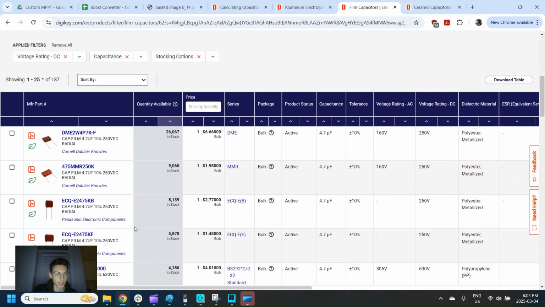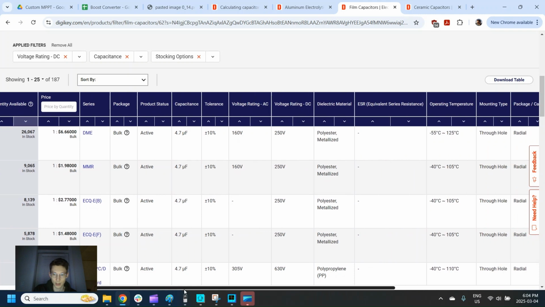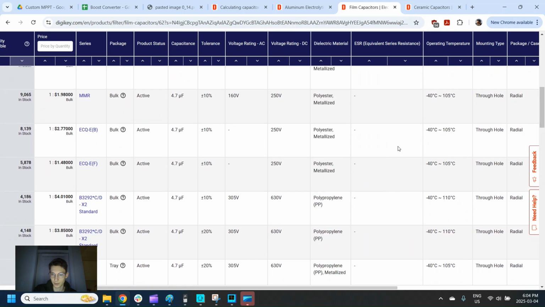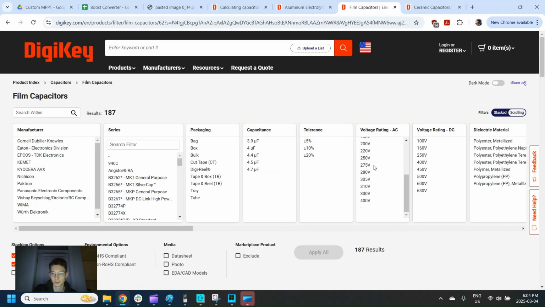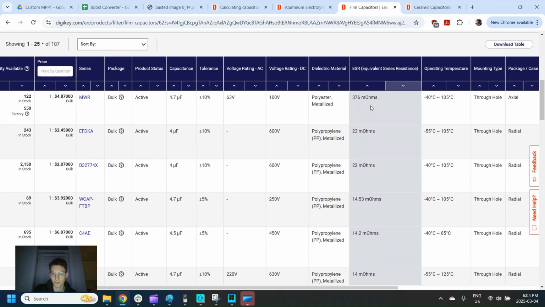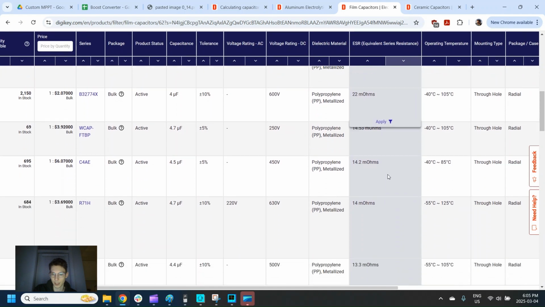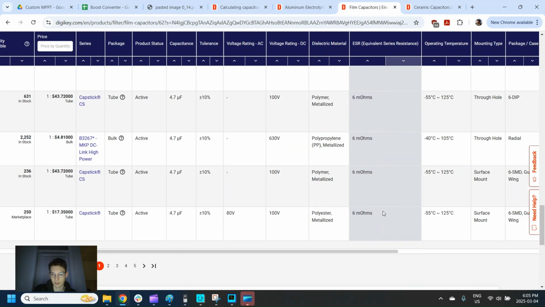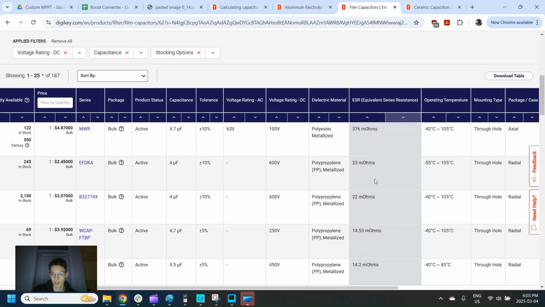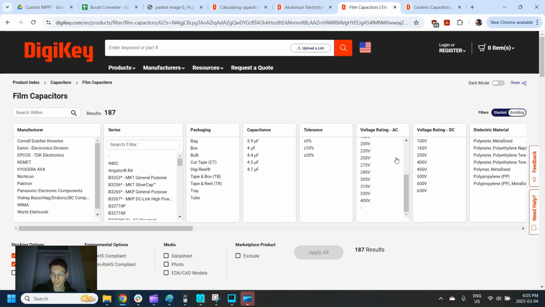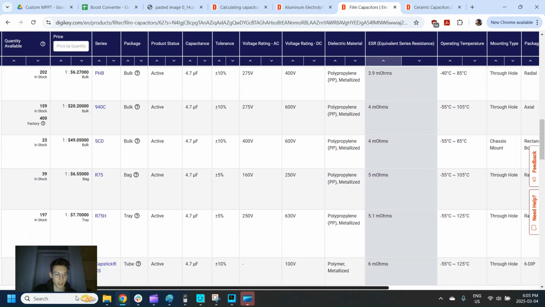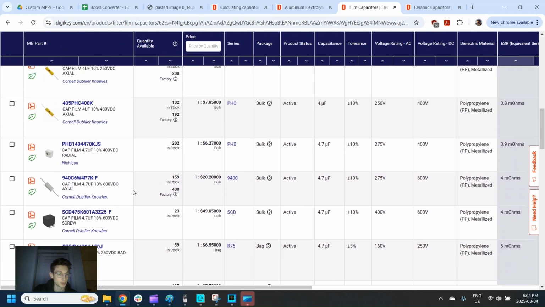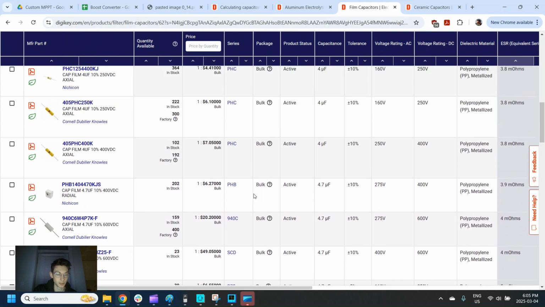So let's try and look at the ESR for these as well. Here, you can see that a lot of them aren't posted. If I sort it from the bottom up, we have values in the milliohms range. Around 14.7. Oh, sorry, that's down. Here we go. You can get them as low as around 3 or 4 milliohms, which is really good. This means that we can actually use these.